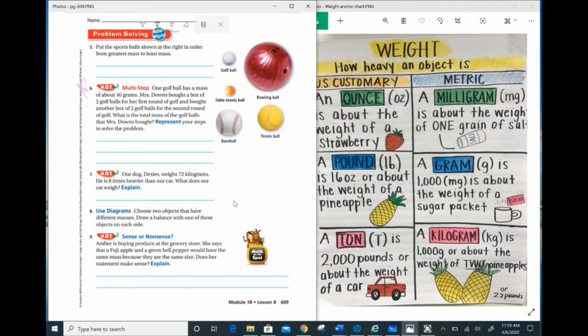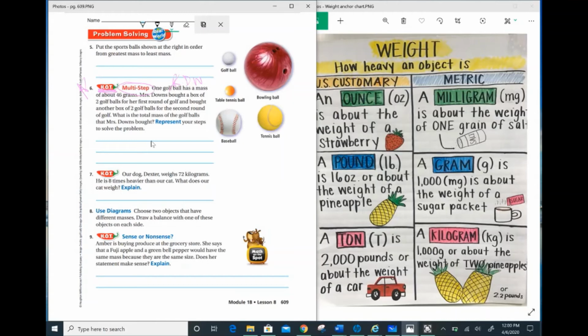We're going to go over number 6 together. So we know that it's a hard question and it's a multi-step. Now before I go ahead and do it, I'm going to write: Read, draw, and write. 1 golf ball has a mass of about 46 grams. Mrs. Downs bought a box of 2 golf balls for her first round of golf and bought another 2 golf balls for the second round of golf. What is the total mass of the golf balls that Mrs. Downs bought? Represent your steps to solve the problem. So I already read it. Now I'm going to go ahead and draw it.